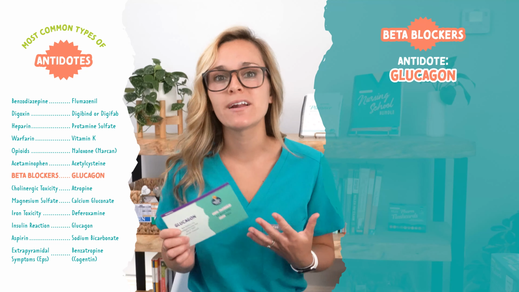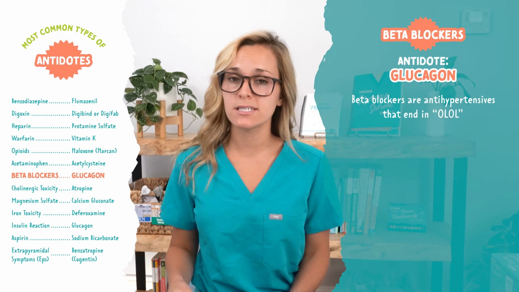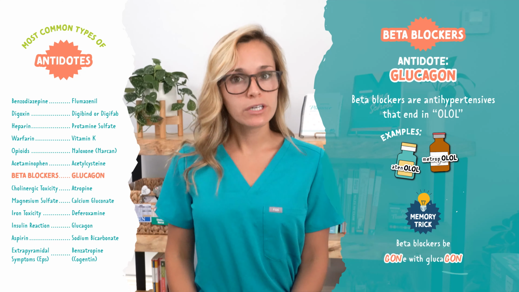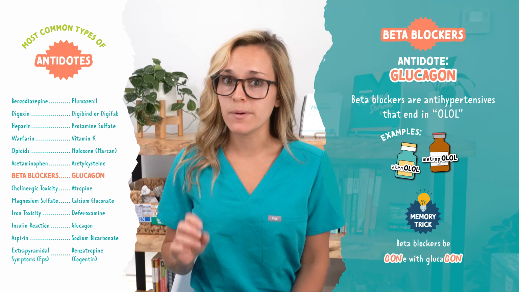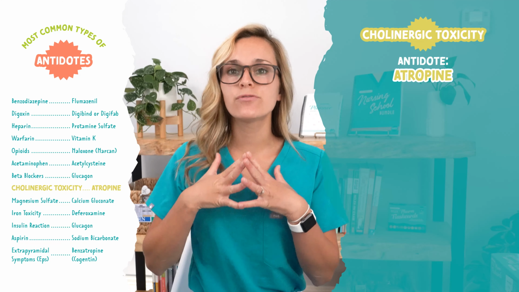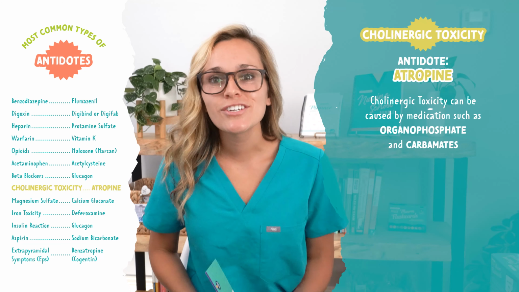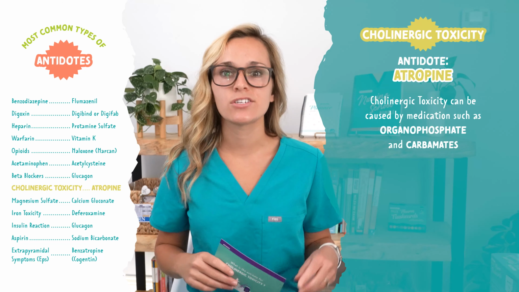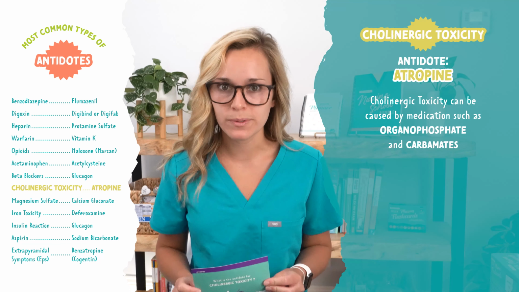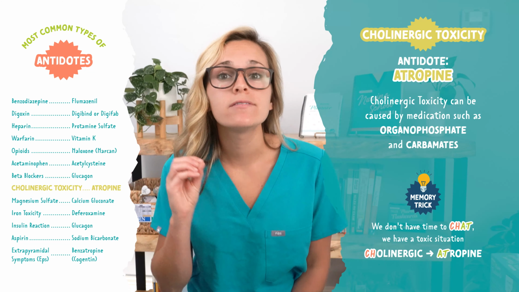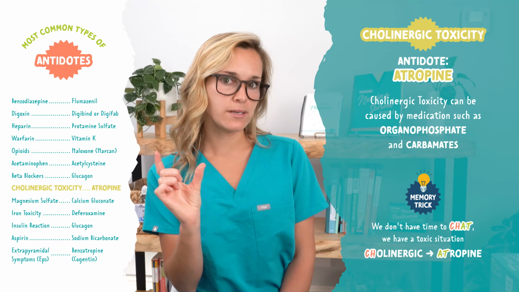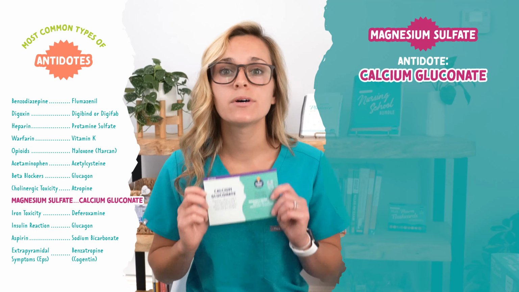Next is the antidote for beta blockers. Beta blockers are antihypertensives that end in olol, like atenolol or metoprolol. You can remember this antidote by this little rhyme: beta blockers be gone with glucagon. Next is the antidote for cholinergic toxicity. Cholinergic toxicity can be caused by medications such as organophosphates and carbamates. The antidote for this is atropine. You can remember this by thinking we don't have time to chat, we have a toxic situation. Cholinergic and atropine.